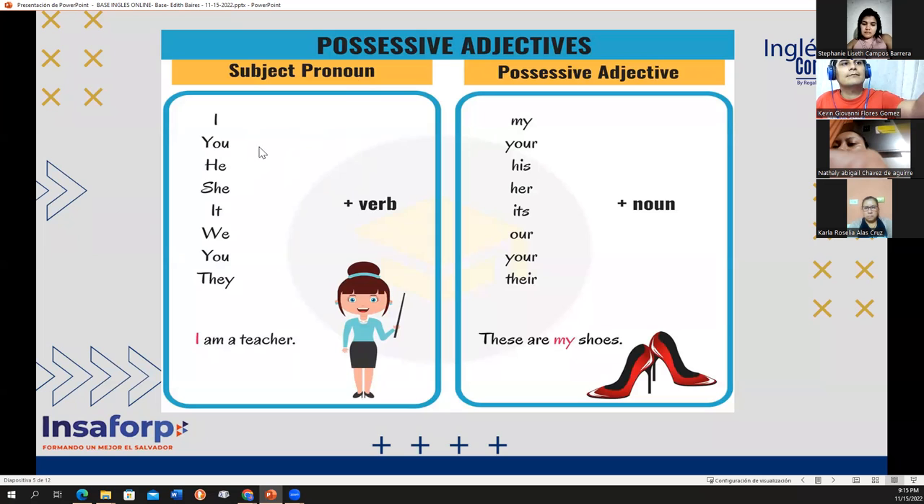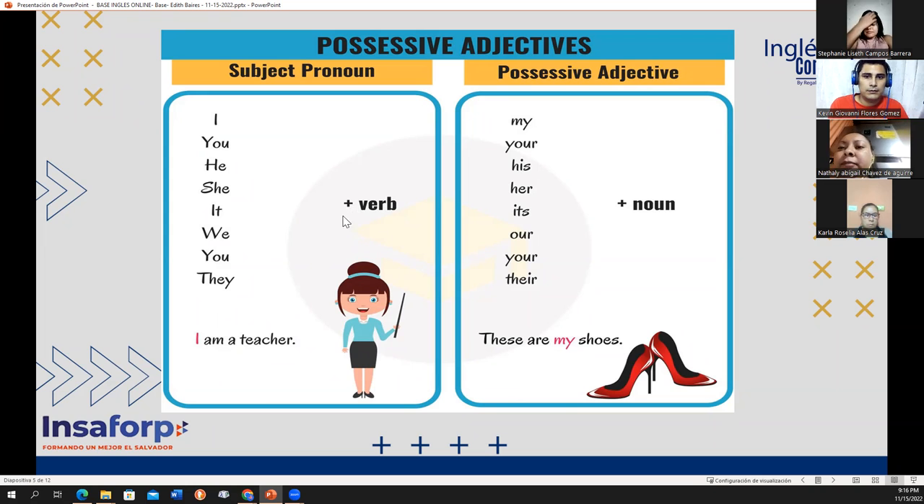Aquí tenemos el subject pronoun: I, mine; you, yours; he, his; she, her; it, its; we, ours; you, yours; they, theirs. Ok, un ejemplo aquí.